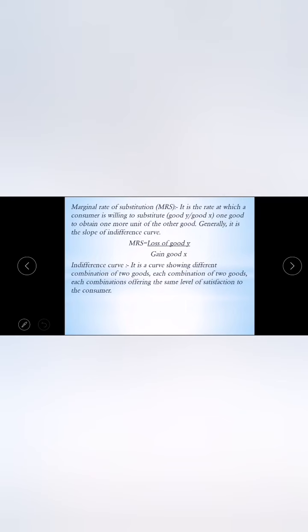Marginal rate of substitution. It is the rate at which a consumer is willing to substitute one good to obtain one more unit of the other good. Generally, it is the slope of the indifference curve. Marginal rate of substitution is the rate at which a consumer can give up some amount of one good in exchange for another good while maintaining the same level of utility.